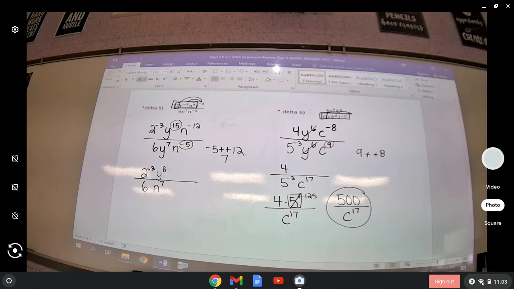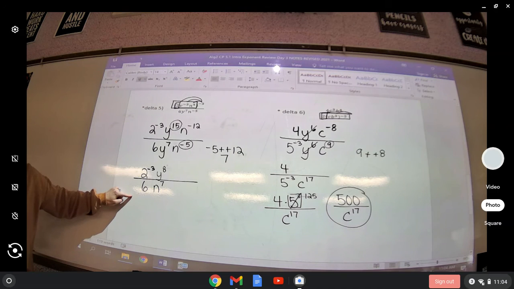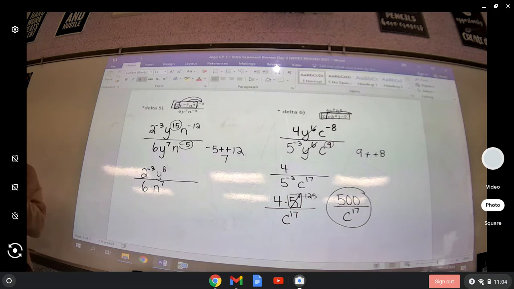Let's take a peek at the next one and see if we have the same variables. I have a y to the 8th on top and an n to the 7th on bottom. And now I can figure out, all right, what's the deal with my numbers, right? 2 to the -3 is going to have to become 2 to the +3. And the only way to do that is to move them to the bottom. And remember, when you move them to the bottom, they'll be attached to what's down there by multiplication.